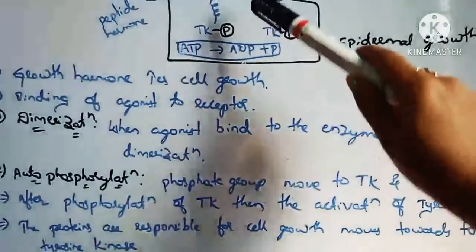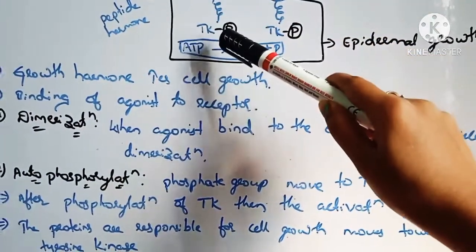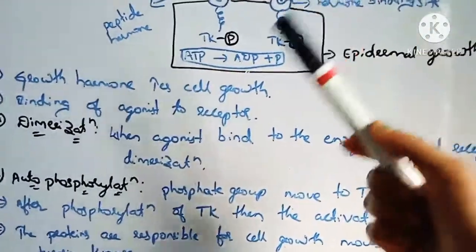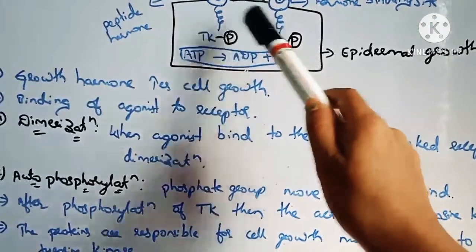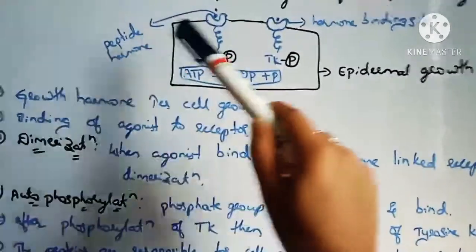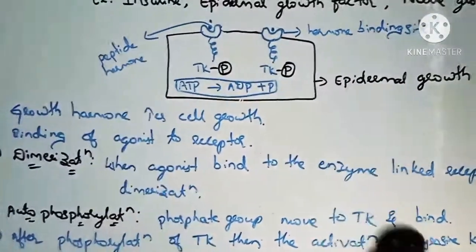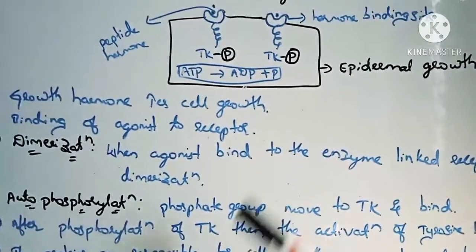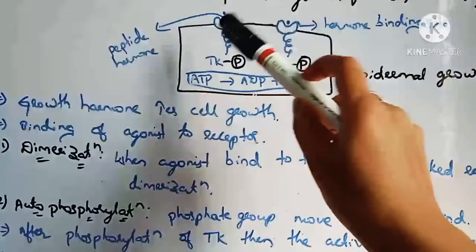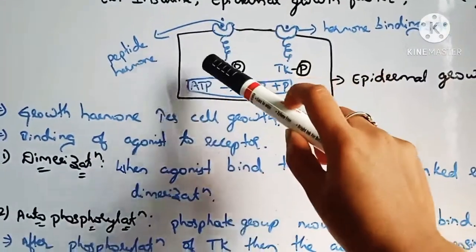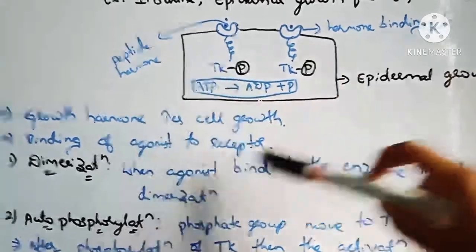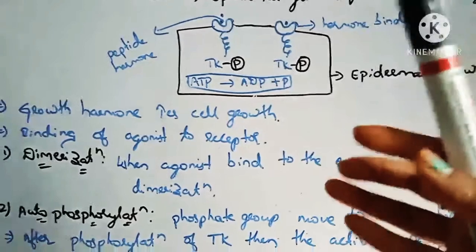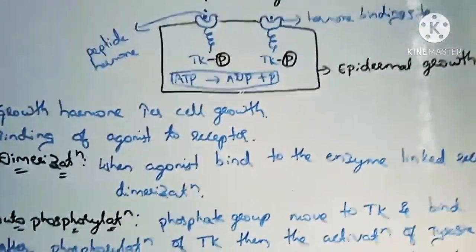After dimerization, it undergoes the tyrosine group. In this dimerization process, the tyrosine kinase is in the inactive form. After autophosphorylation, when the phosphate groups move to the tyrosine kinase and bind to it, it will become active. So the phosphorylated tyrosine kinase will be active.